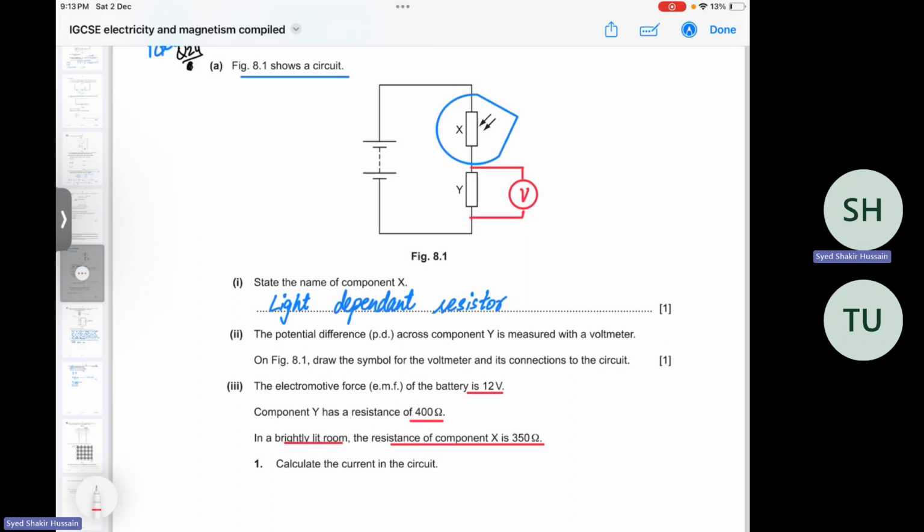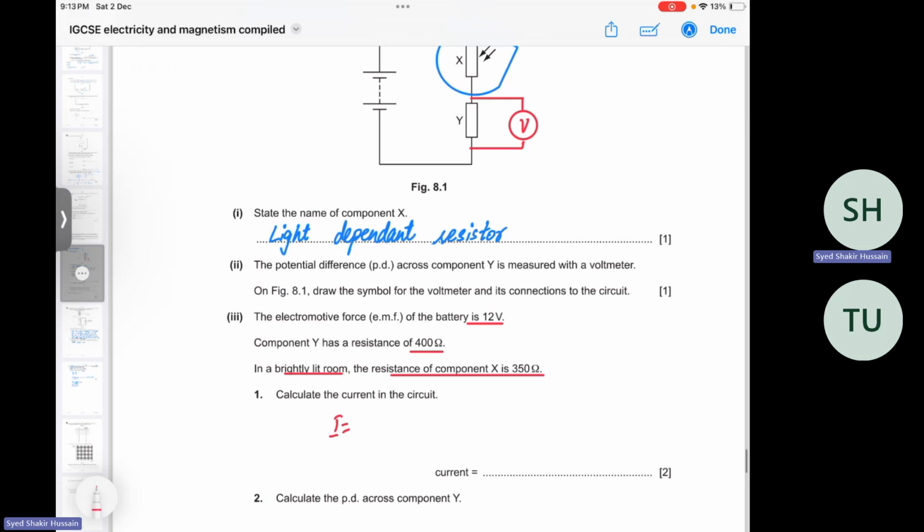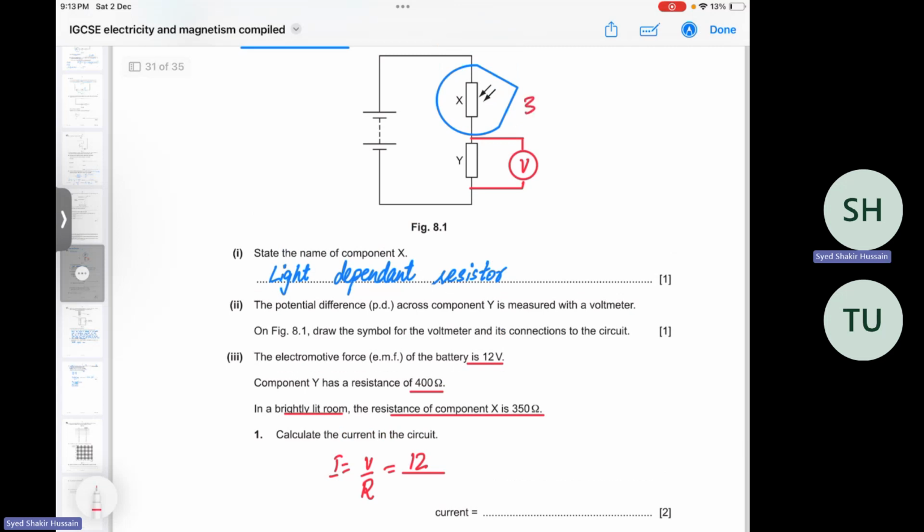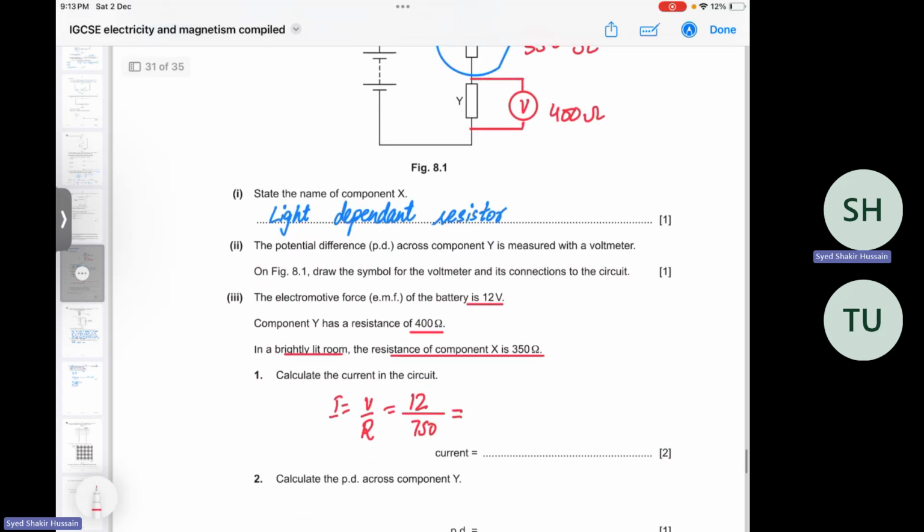So what is the formula for current? Current is voltage V upon resistance, or total EMF upon resistance. What's the voltage given to me? 12, right? And what's the resistance? X is 350 and Y is 400 ohms, right? So what's the final value? 750 ohms. That makes it what? That is 0.016 amperes. This is the current.